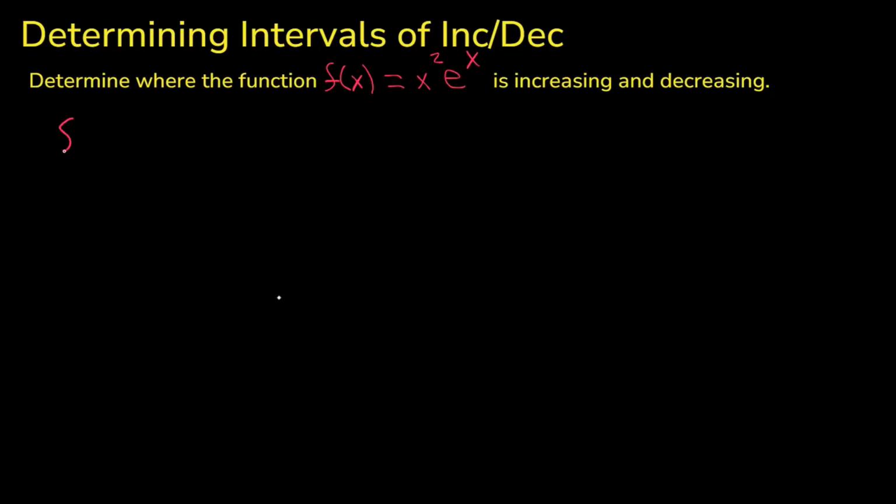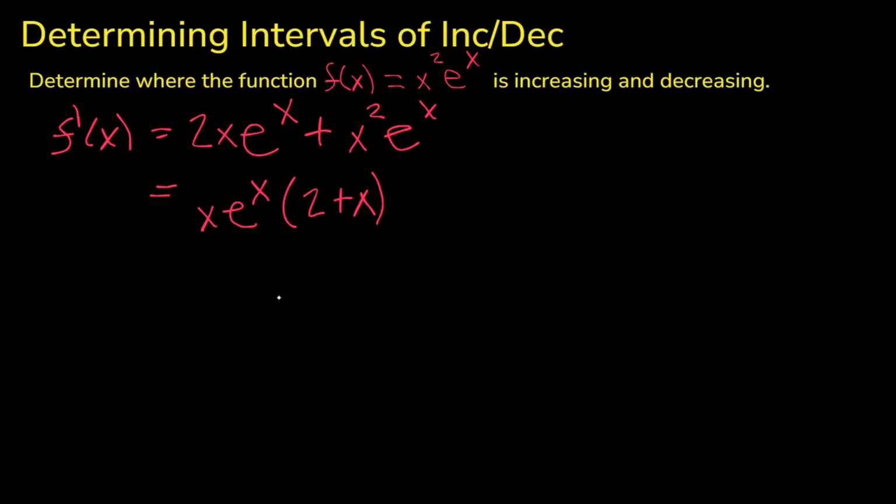First thing we want to do is take the derivative. So product rule: derivative of the first times the second plus the first times the derivative of the second. Remember, derivative of e to the x is itself. Then we can factor out an x and an e.